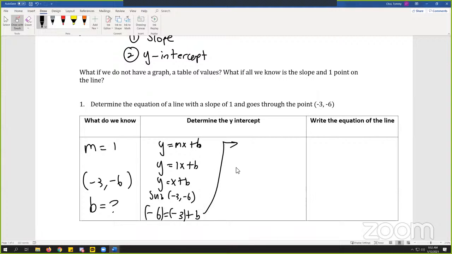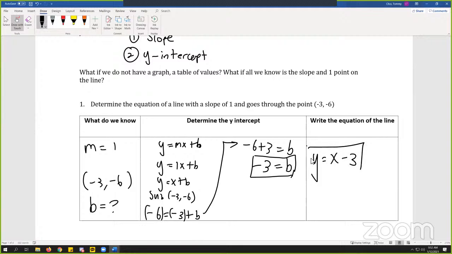Then we can solve for b. So solving for b, we move the minus 3 to the other side. We're going to get negative 6 plus 3 equals b, and that's going to give me negative 3 equals b. That's what we wanted. So we want the y-intercept. And then once we have that, we can write our final equation of the line, which would give us y equals x minus 3. And we're done.